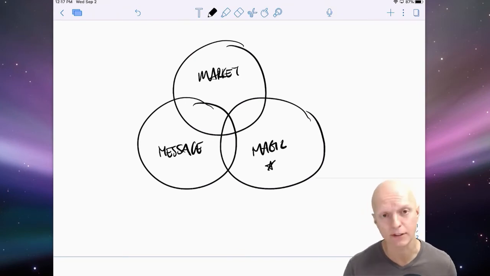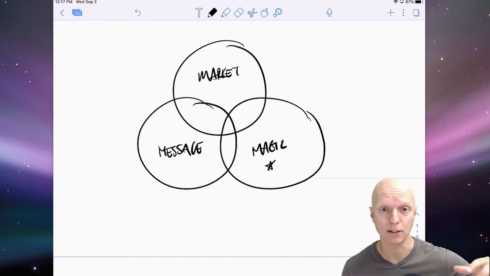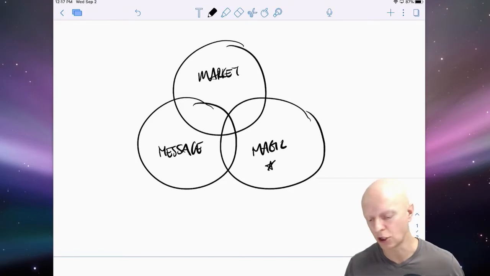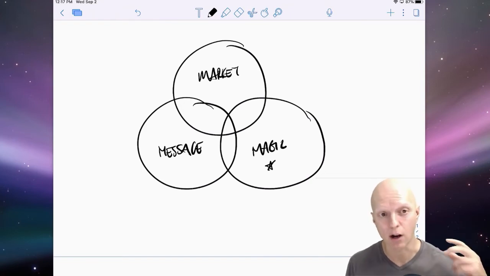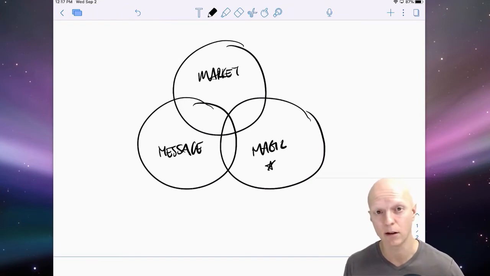And the biggest thing that I've seen consistently is the magic, the offer. The offer is just something people don't care about. And that's really challenging because you could be the best at what you do. You could have the right people you're speaking to. You could have the right message dialed in. But if you're offering them something they don't care about or they're not interested in, it's not going to work. So the magic is extremely important.